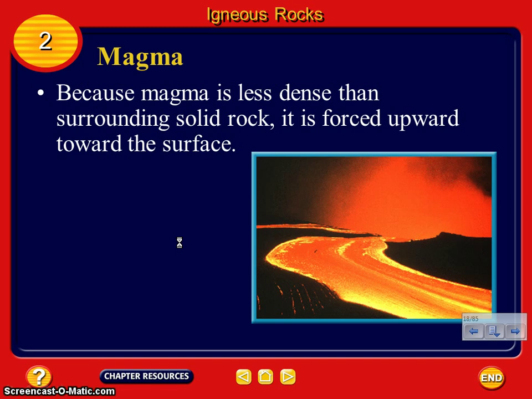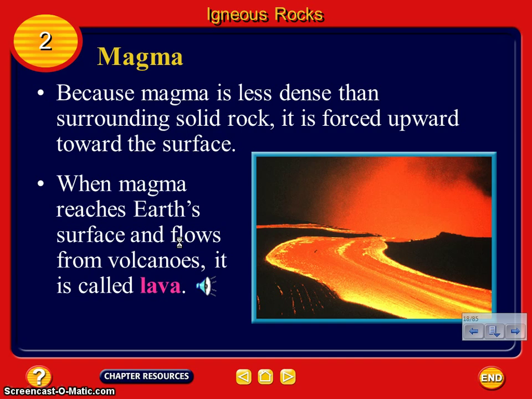It's like this. If you were to take some oil and some water, mix it together, and then give it time, eventually that oil, since it's not as dense as the water, is going to rise to the top and be on the surface, while the water is going to be on the bottom. Same principle applying here. Magma is not as dense as the rocks around it, so it's going to rise to the top.